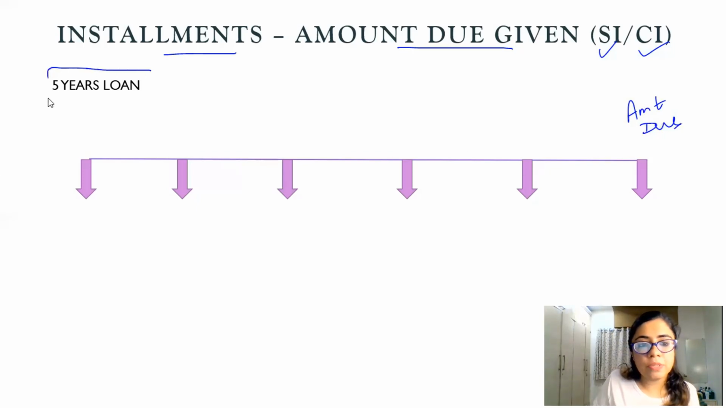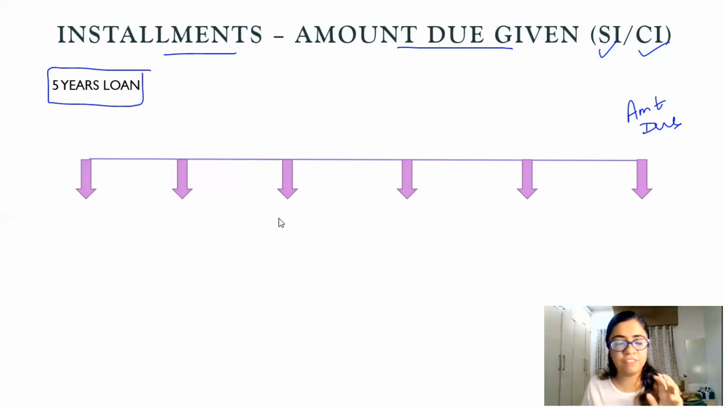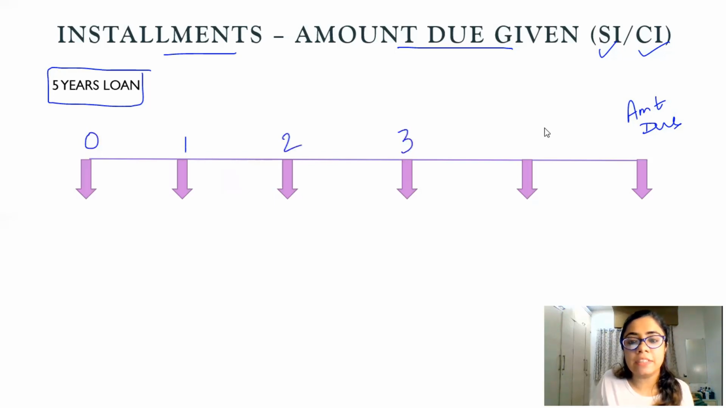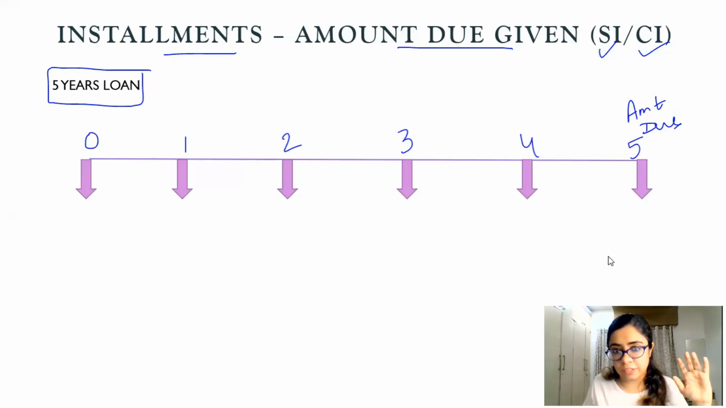Now, for example, suppose I take a 5-year loan. Okay, मैंने 5 years का loan लिया. This is the 0th year, 1st year, 2nd year, 3rd year, 4th year, and 5th year. So, instead of paying the entire lump sum money at the end of 5 years, मतलब amount due at the end of 5 years, I tell the bank, let me pay the money in installments. So I will pay some money at the end of every year: at the end of the first year, 2nd year, 3rd year, 4th year, 5th year, so that your amount due gets paid by the end of 5 years.